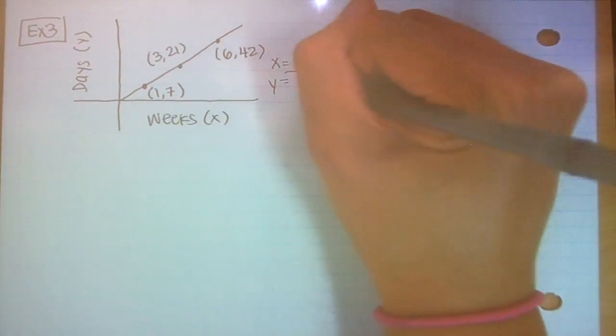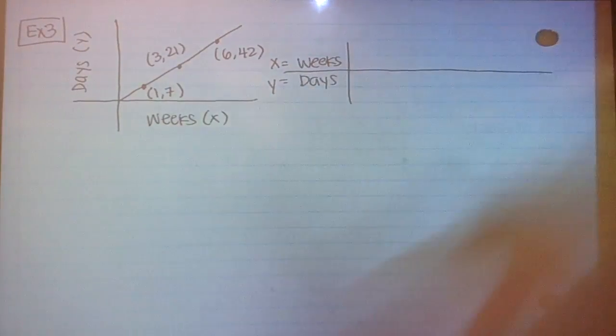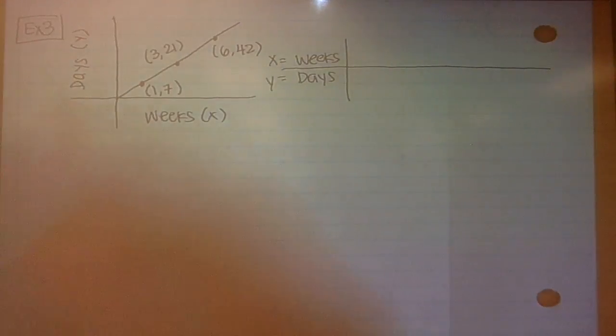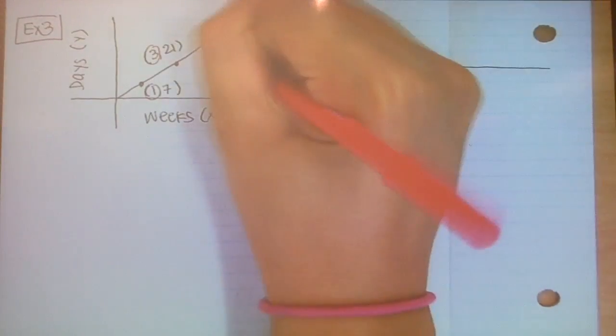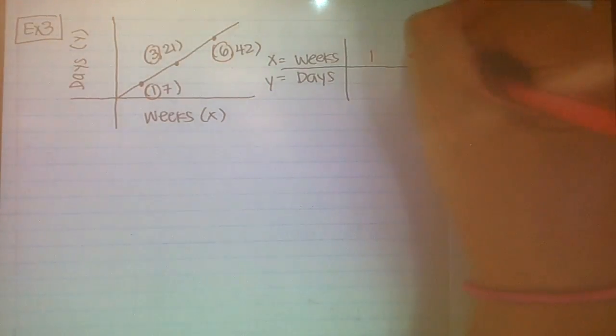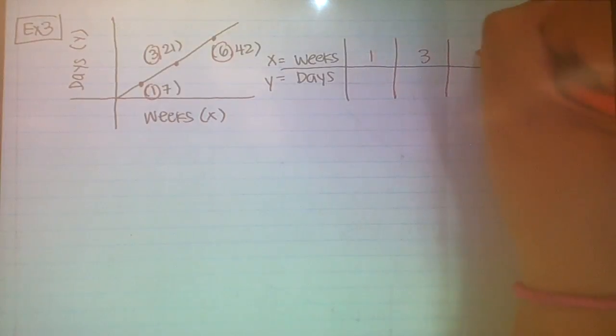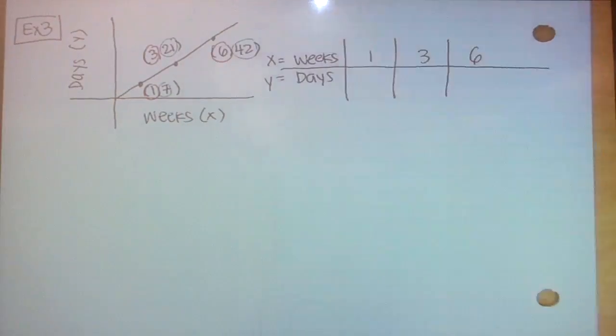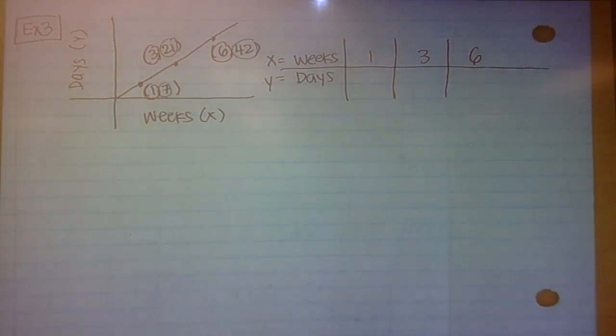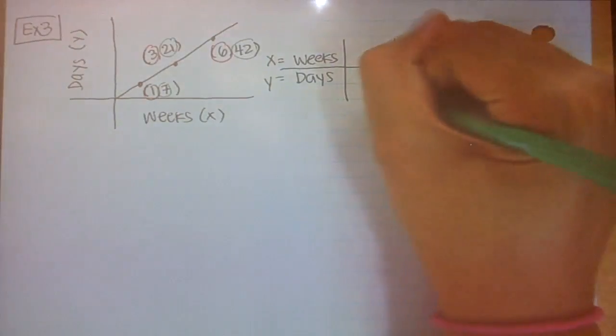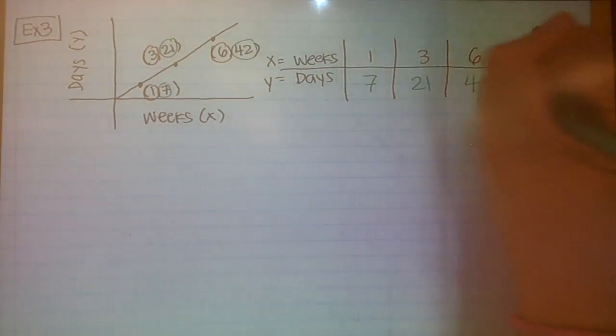Let's check our answers. So we need a table with weeks in the x and days in the y. So weeks is the x values. So we have 1 week, 3 weeks, and 6 weeks. Then our y-coordinates, 7, 21, and 42.